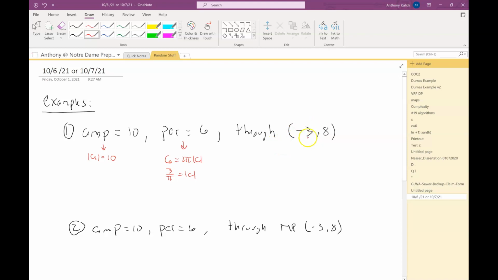And through the point negative 3, 8, we're not told what kind of point that is, whether it's a midline point or a maximum or a minimum or whatever. So we can choose that point to appear anywhere on our sinusoid. If I'm going to write a sine function, I'm going to choose this to be a midline point because immediately that gives me my value for h and k.